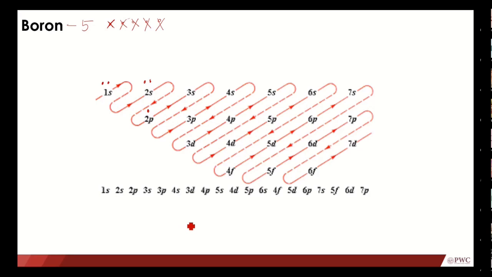Let's write the electron configuration. 1s2, 2s2, then 2p1. That's the electron configuration for boron. So just check the superscript. The superscript must be equal to the number of electrons. We have 5 here, and 2 plus 2 plus 1. That's the electron configuration for boron.